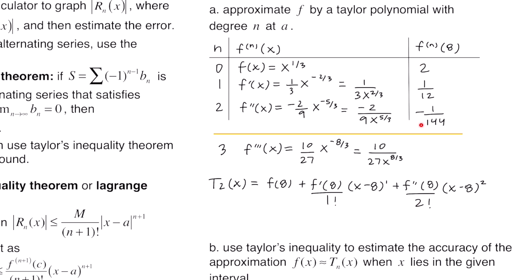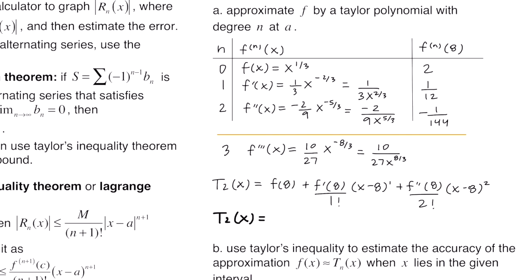Now we're going to take these values on the right column and plug them in for the numerator of each term. So f of 8 is 2, f prime of 8 is 1/12, f double prime of 8 is negative 1 over 144. That value is going to go right here, but we're still dividing by 2 factorial, which is the same as dividing by 2. So that's negative 1 over 288, and then we still have x minus 8 to the second power. All right, there's our Taylor polynomial of degree 2, and it's centered at 8.